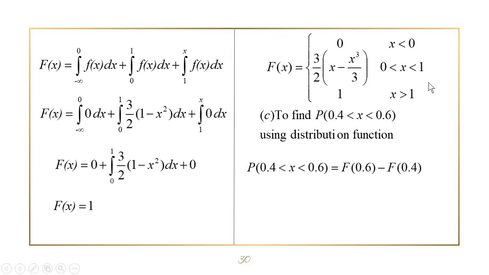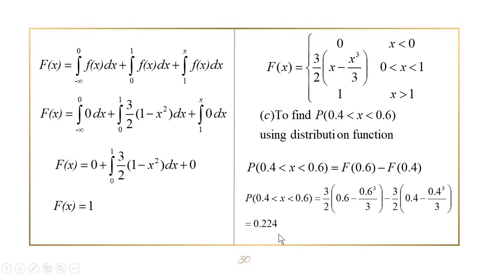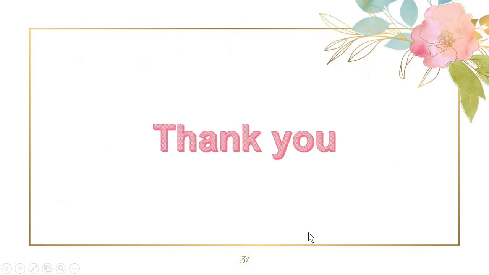0.6 lies in this interval, and 0.4 also lies in this interval. So we are going to use this function and substitute x as 0.6 and 0.4. Okay, so this is our required probability. I hope you have understood this.